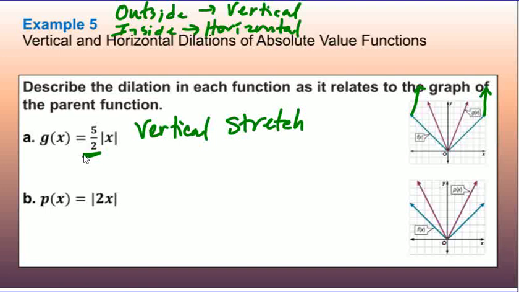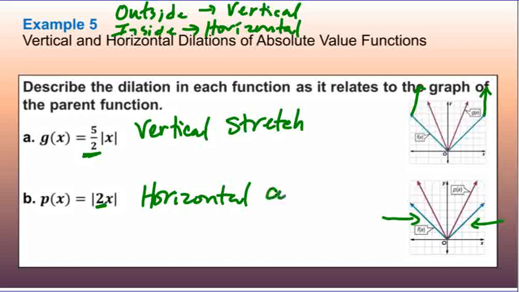Letter B, you see the 2 is on the inside, so this is horizontal. The absolute value of 2 is 2, and 2 is greater than 1. Since this is horizontal, that means I am compressing it horizontally. I can only move it horizontally, so I'm pressing it in. I'm taking the blue and moving it in. It makes the red here more steep.